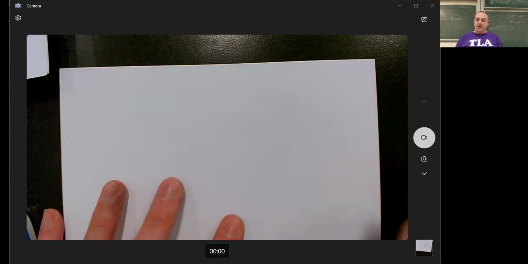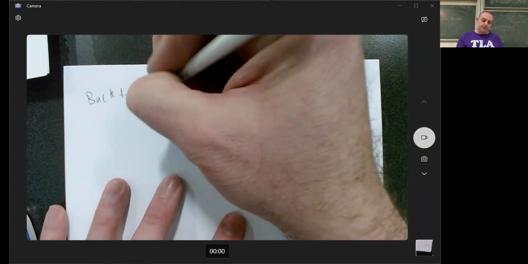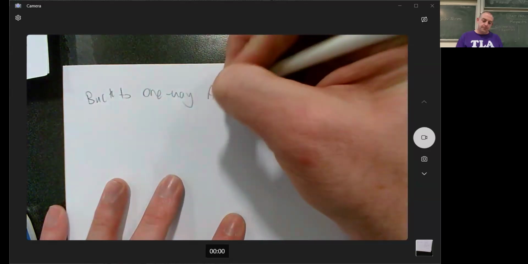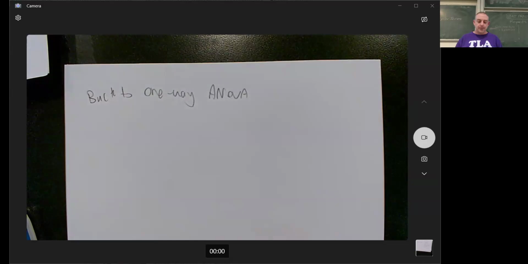I'm going to go back to one-way ANOVA. If someone says ANOVA but doesn't tell you that it's one-way ANOVA, they mean one-way ANOVA. If it was two-way, they would have said. So if someone just says ANOVA, they mean one-way ANOVA. So back to one-way ANOVA.